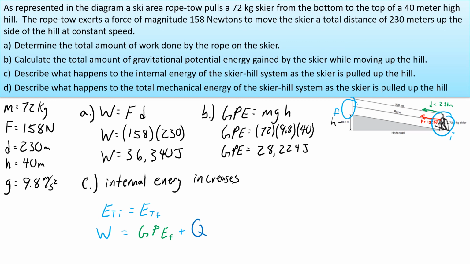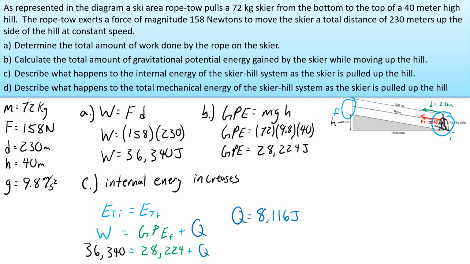And it says describe, and we could calculate it. So if you wanted to, the work that you do, we said was 36,340. And we calculated your final potential energy was 28,224. And we want to know how much internal energy that is. It's just the remainder. So Q in this case would be equal to 8,116 joules of internal energy.